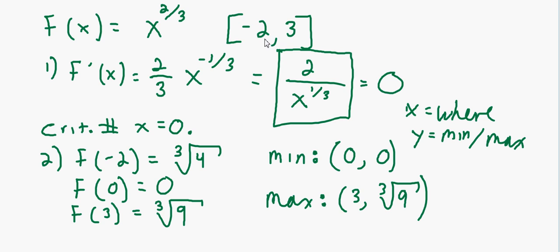Okay, that's the extreme value theorem. That's all it is. If you got an interval and a function, they say find the extreme values, you derive it, find the critical values, test the endpoints and all the critical values. The greatest one is your maximum, the least one is the minimum.